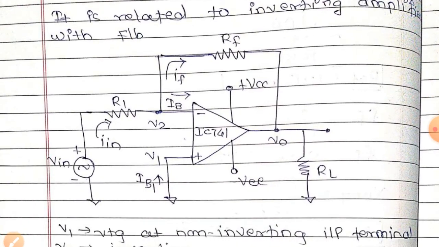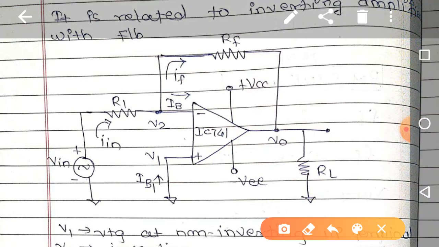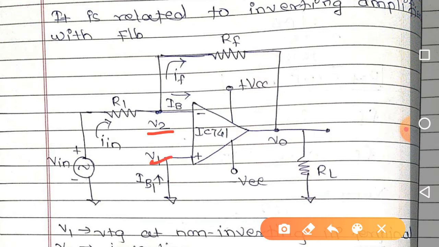See in the diagram, IC741, the symbol of the operational amplifier. Terminals: V2 is the voltage at the inverting input terminal, and V1 is the voltage at the non-inverting input terminal. It is the inverting amplifier with feedback, so the voltage is applied at the inverting terminal, that is pin number 2. Vin is the input AC power supply.